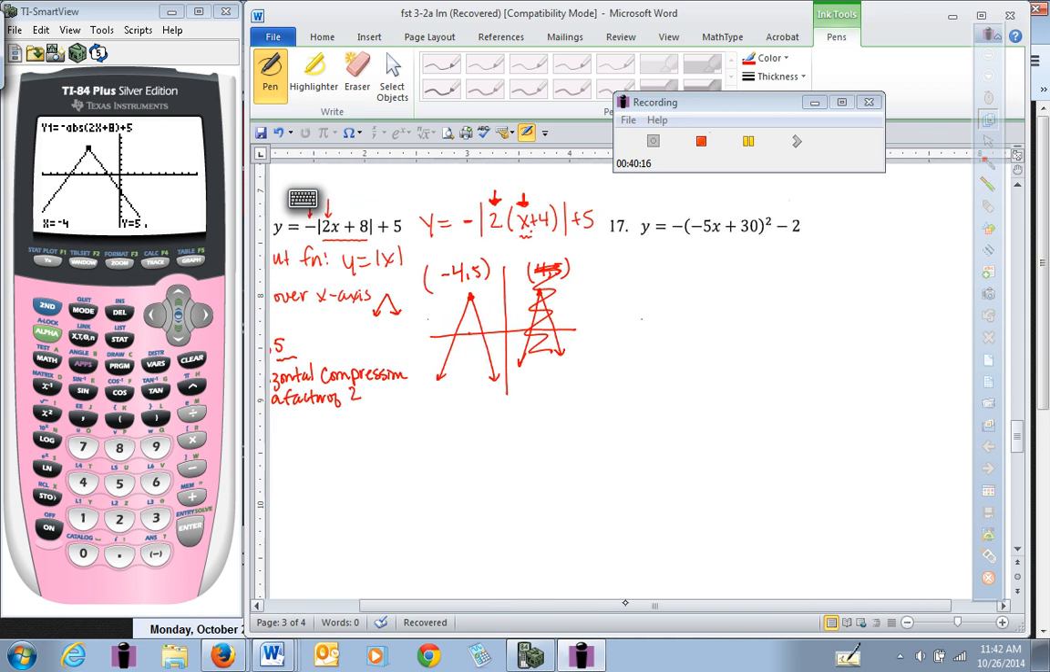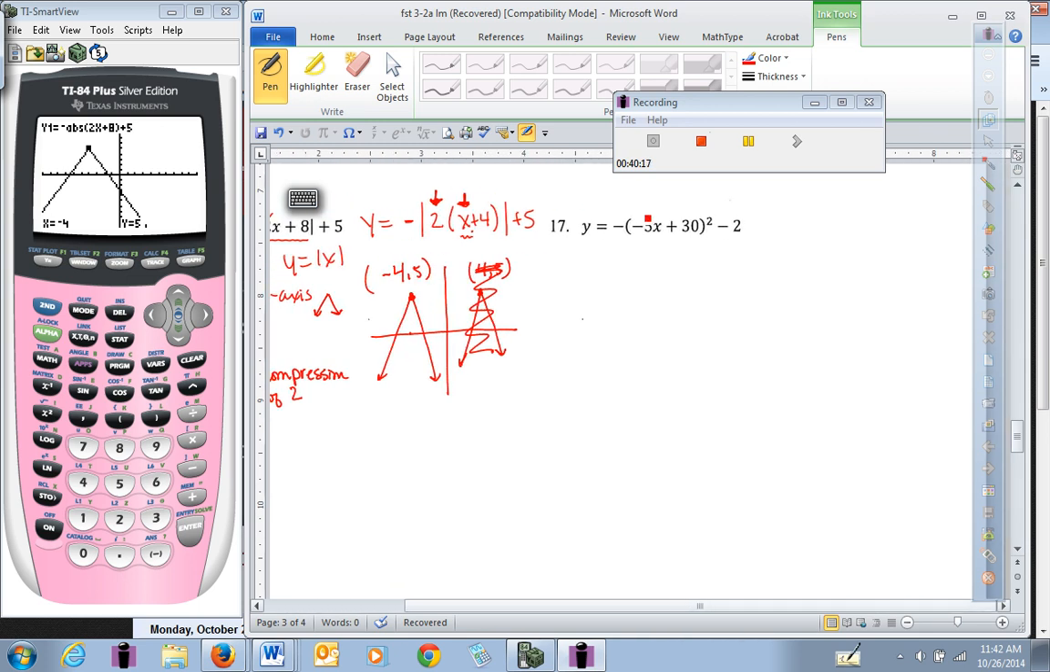Okay. 17 has a similar situation right here with the 5, but it also has a negative sign right here. And so this one's going to get even trickier. Okay, let's start with our parent function. So it's the parabola, isn't it? Okay, it's the parabola. All right, and then let's write our 1, 2, 3, 4.